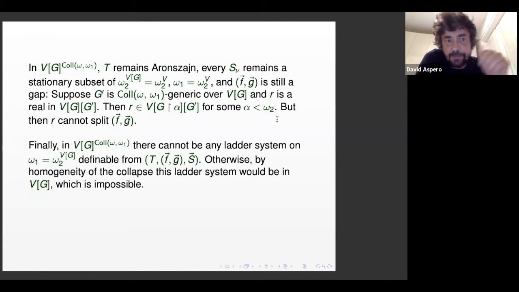Okay, fine. So finally, in this extension, there cannot be any ladder system on the new omega 1, which is the old omega 2, definable from these parameters. Simply because by homogeneity of the collapse, this ladder system would be in V of G, which is impossible because that omega 2 was the omega 2 of V of G.